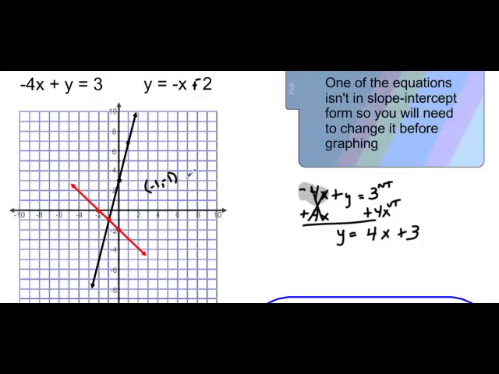Okay, let's check it. Let's go ahead and substitute it into this equation. So I have negative 4, and my x this time is negative 1, plus my y is negative 1, and that equals 3. Well, negative 4 times negative 1 is positive 4. 4 plus negative 1 equals 3. 4 plus negative 1 is negative 3, or is positive 3, excuse me. So 3 equals 3. So you can check it. So this is a solution to that system of equations.